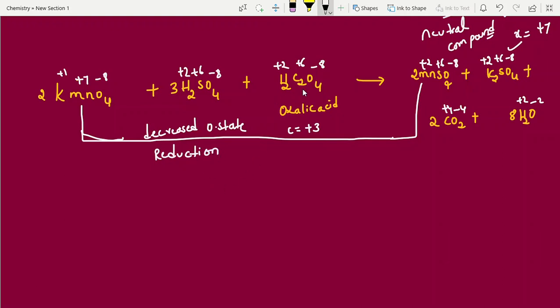Next to carbon. Carbon you can check it, students. This is +3, right? +3 to +4. What happened here? Increased oxidation state. Is it clear my point? Increased oxidation state is nothing but oxidation. That's all. Okay. This is also redox reaction.